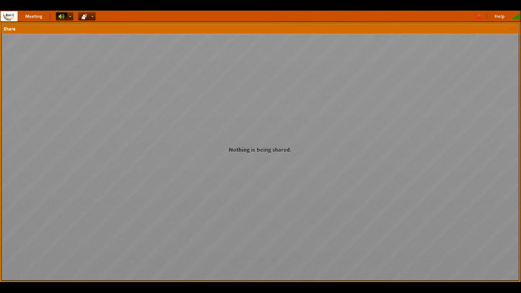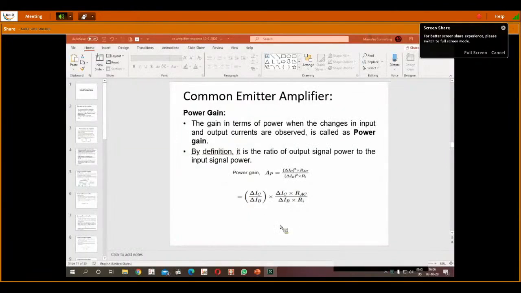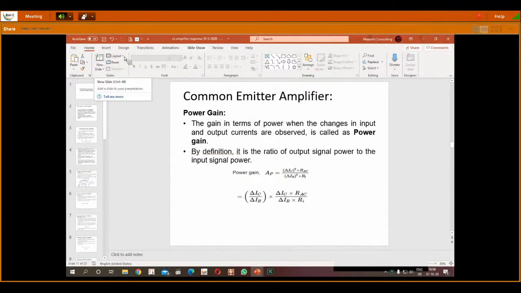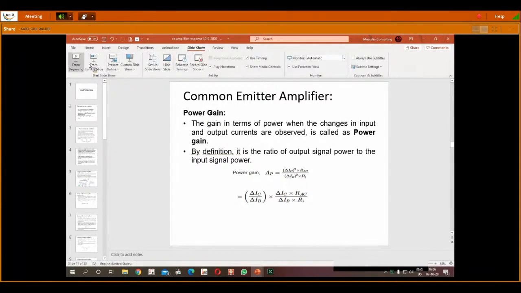Now we will move to your next concept, which is the frequency response of the CE amplifier. Okay, right. Now, let us move to your next concept, which is your CE amplifier frequency response.